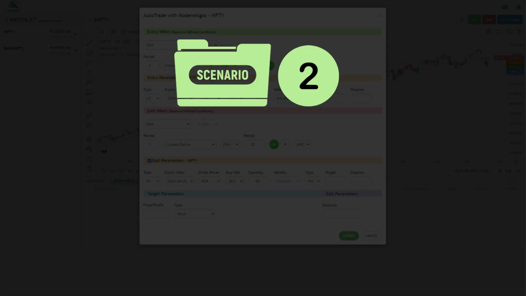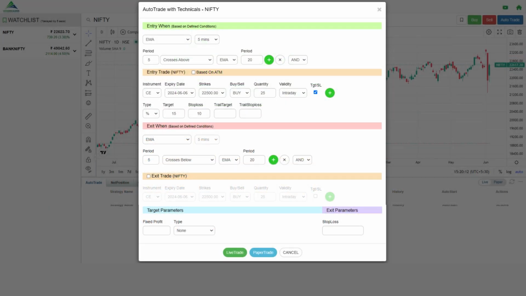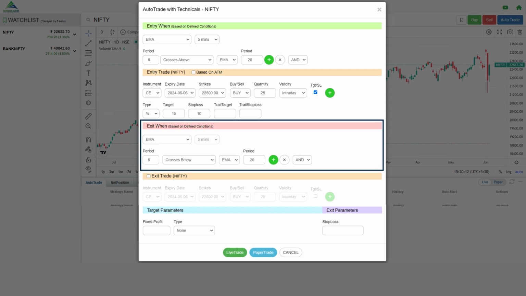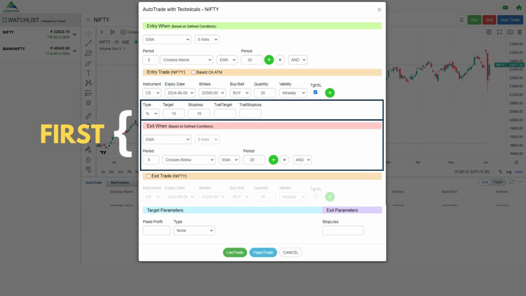Scenario 2. Define legwise target and stop loss and exit condition. In this scenario, you define both legwise targets and stop losses along with an exit condition. The trade will close based on whichever condition is met first, ensuring flexibility in your strategy.